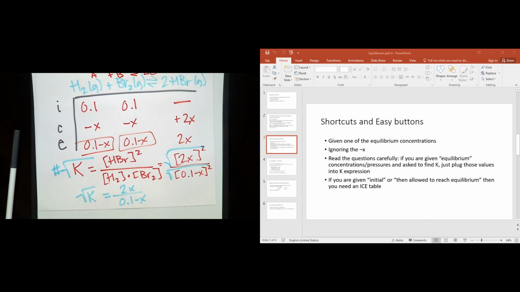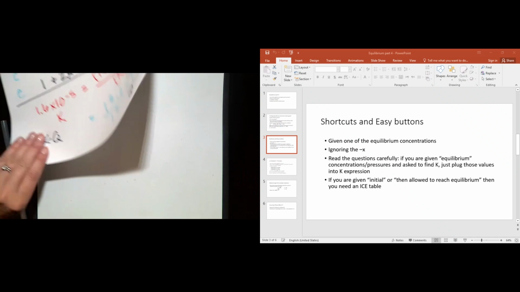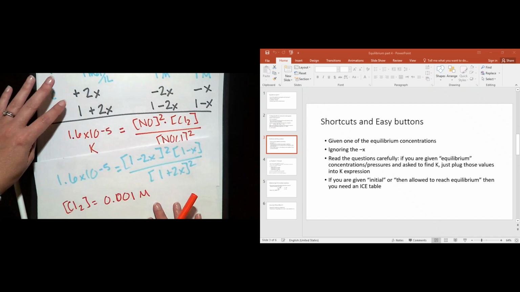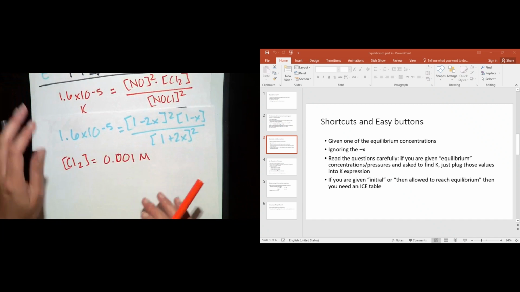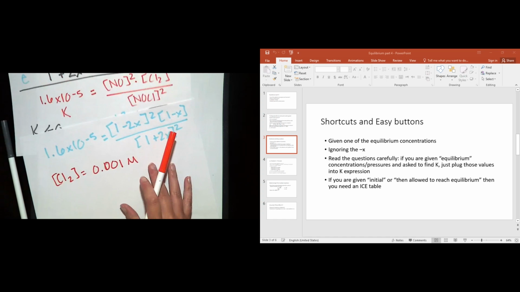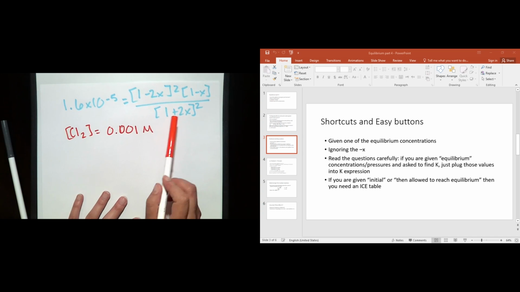Another example, I'm going to go back to our problem that looked pretty crazy. Here's what it looked like. We had to find Q and the relationship to K. Oh man, and then we ended up with this hairy mess. Look, who wants to solve that? Not me, and I didn't.